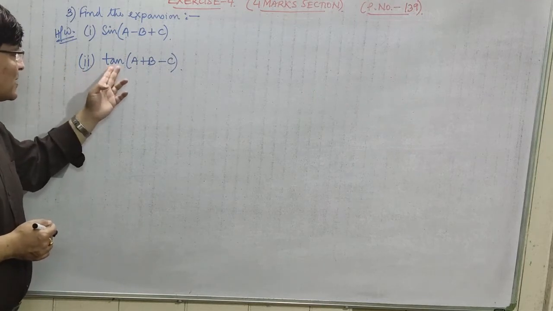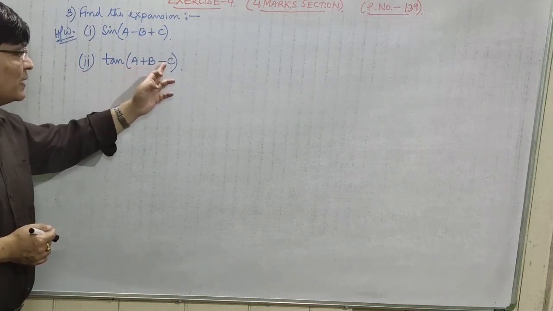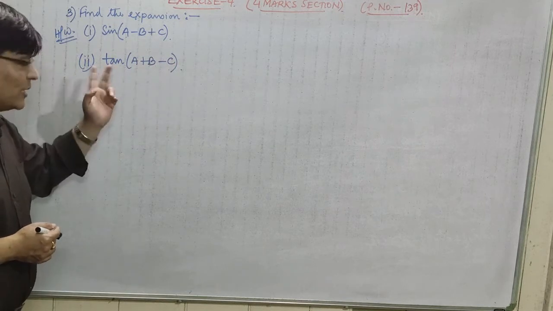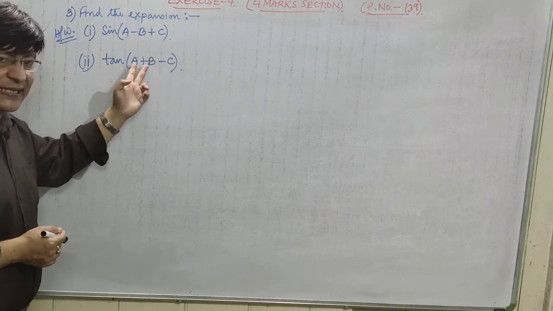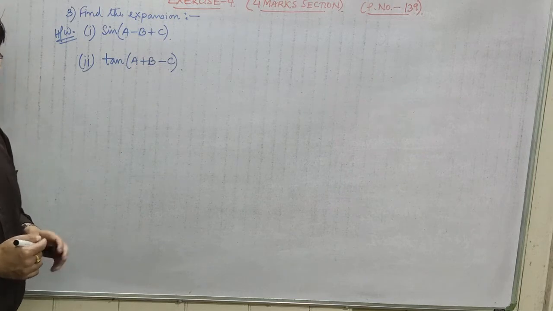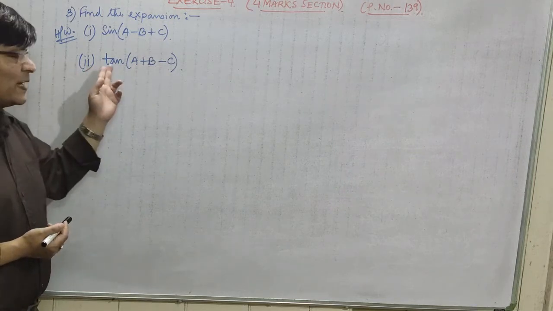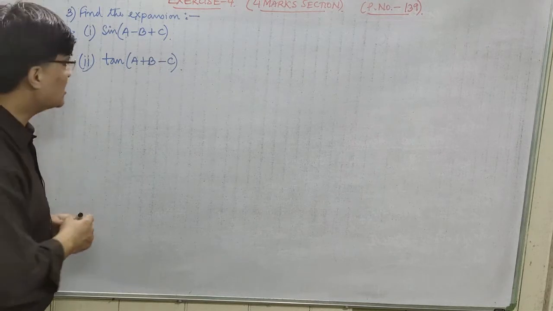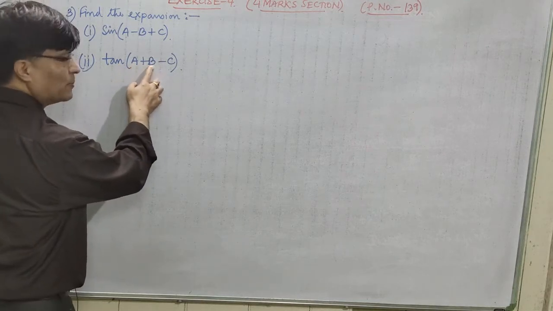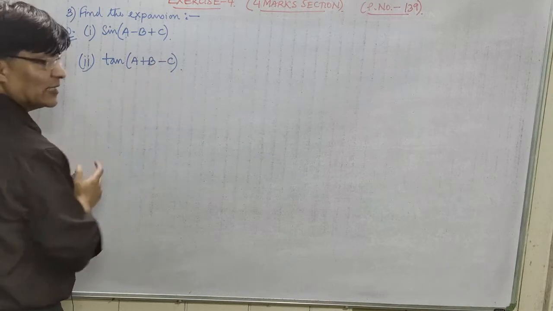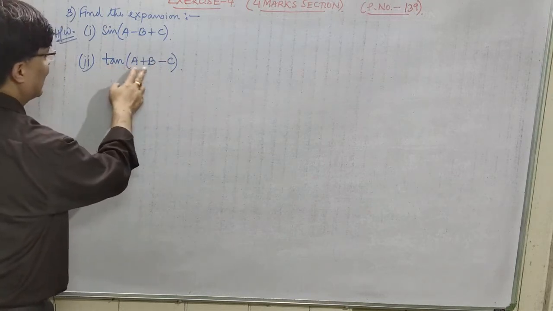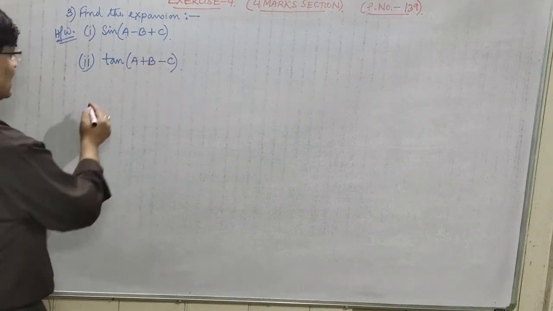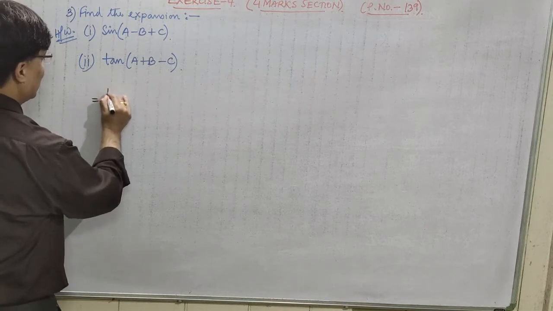It is given tan of (a plus b minus c). You have to find out the expansion of tan of (a plus b minus c). So let us take this a plus b as a and c as b. So this is your tan of (a minus b), isn't it? What is the formula? What is tan of (a minus b)?